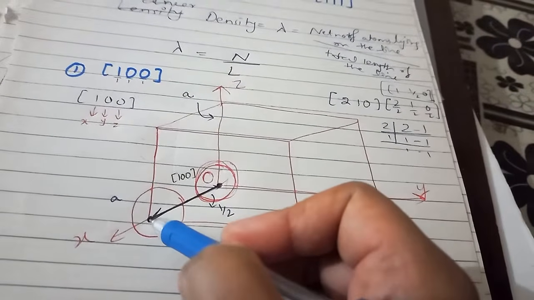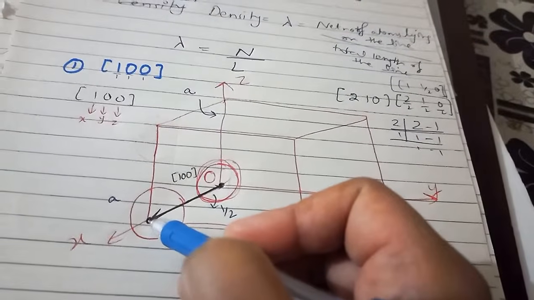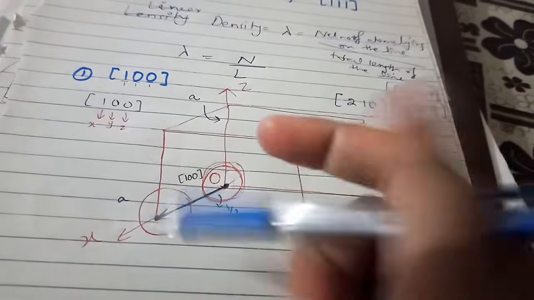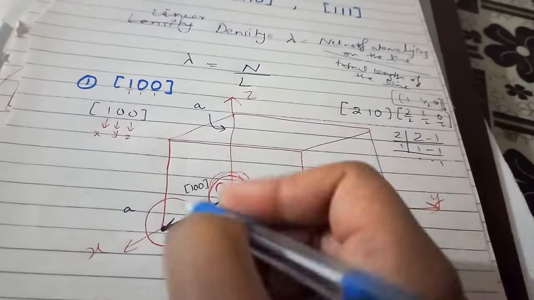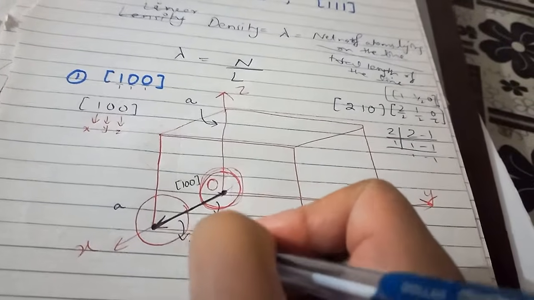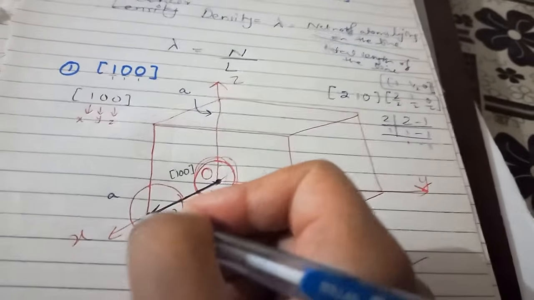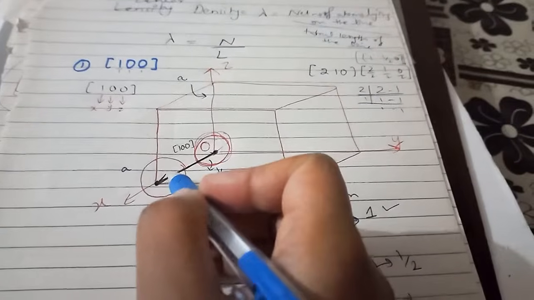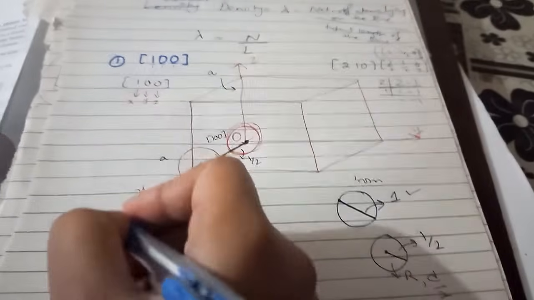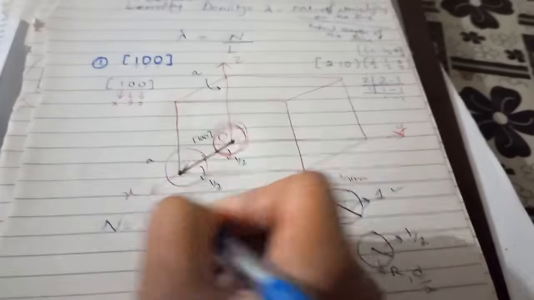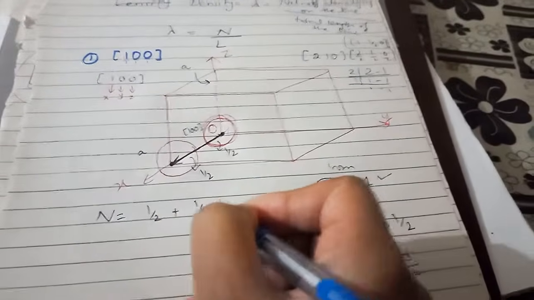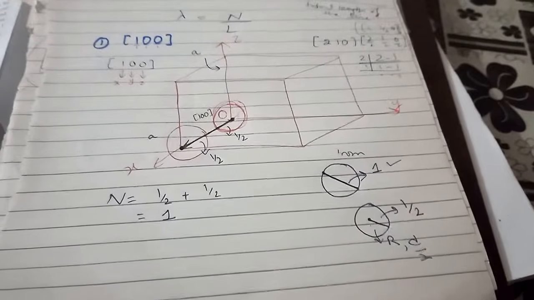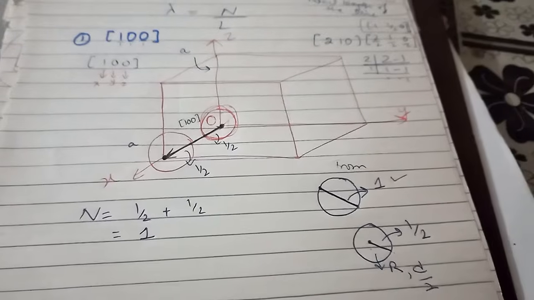Only half contribution of this atom is there, and for this atom the similar case applies, because we are considering the atom to be spherical, so the center point is there, and from the center to the edge is within this line. From the center to the edge is half the diameter, meaning half contribution to the line. This other half is not within that line, within a single unit cell. So half by this atom and half by this atom. We add these contributions, 1/2 plus 1/2, and we get 1. So the net number of atoms that lie on this line is 1.